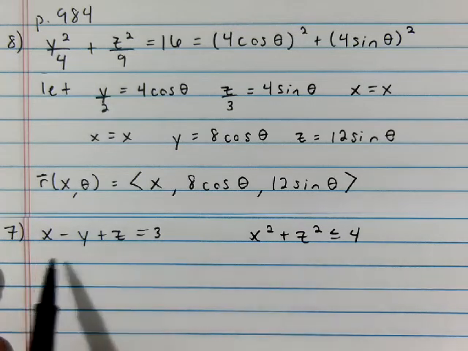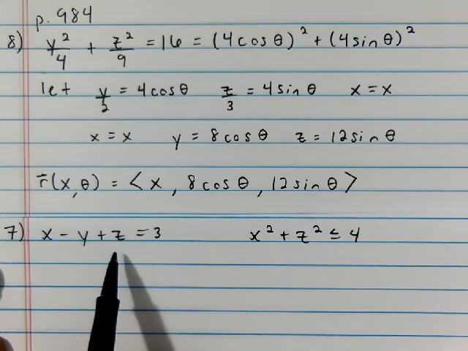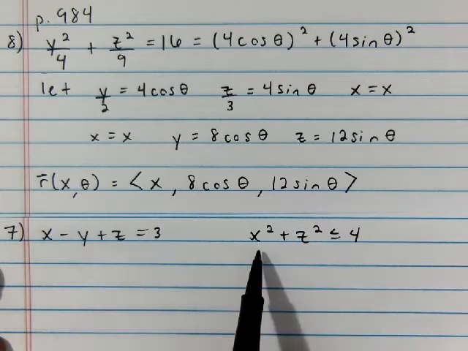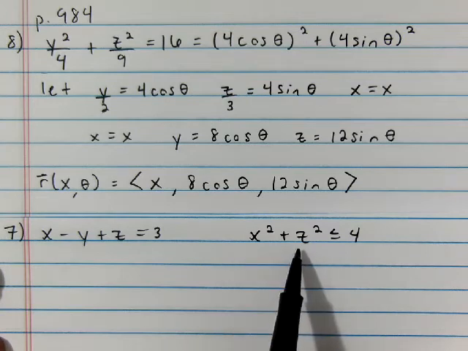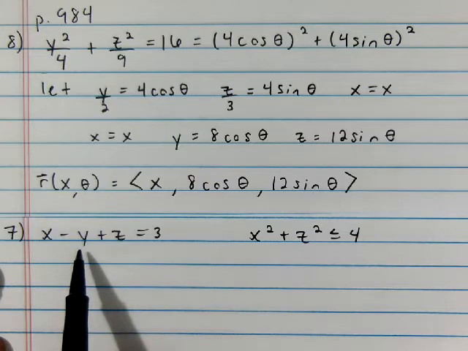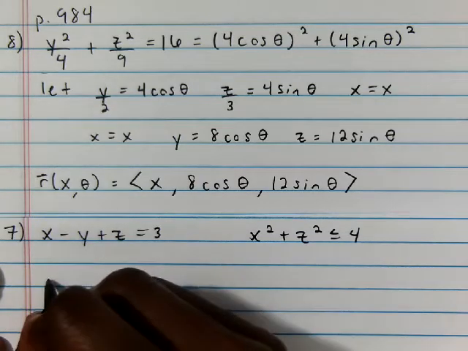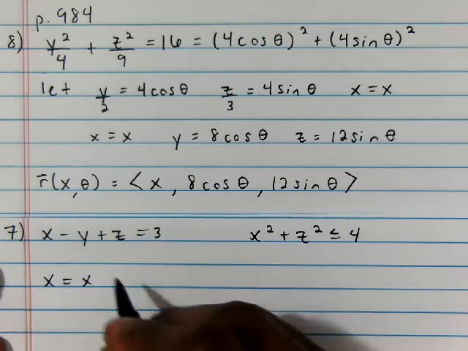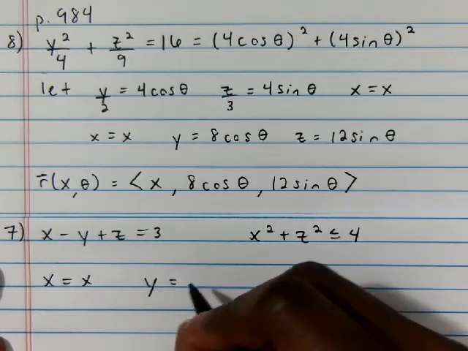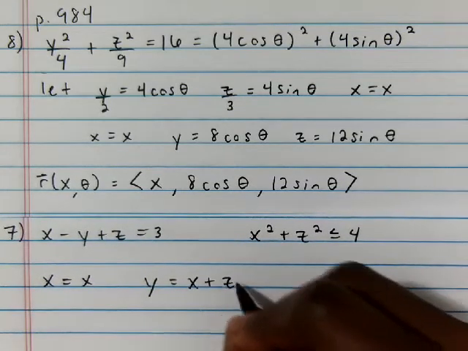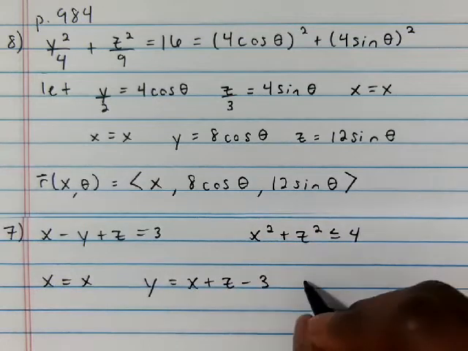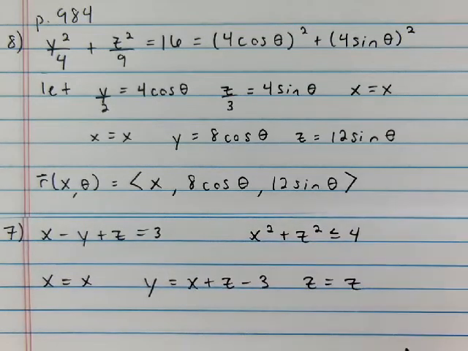So instead of solving for z, which we might naturally do because that's what we normally have, z equals some function of x and y, because this is putting a restriction on x and z, we want to make those our parameters, and we're going to solve for y. So we're going to let x be equal to x, then y is going to be equal to x plus z minus 3. And then we're just going to let z be equal to z.